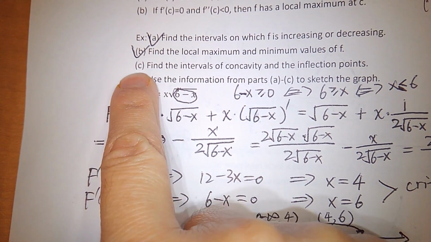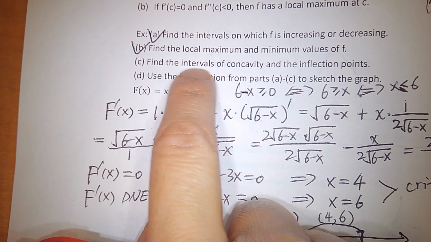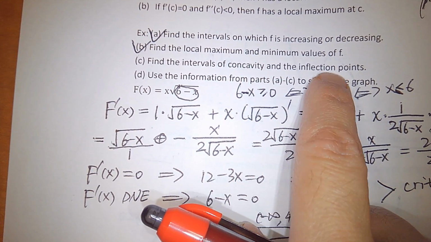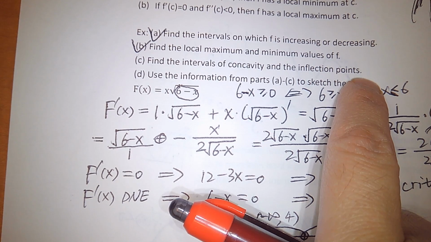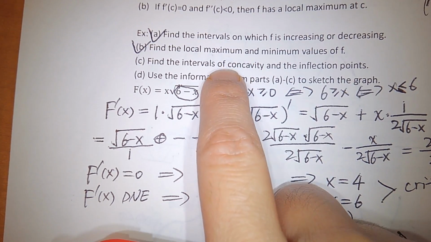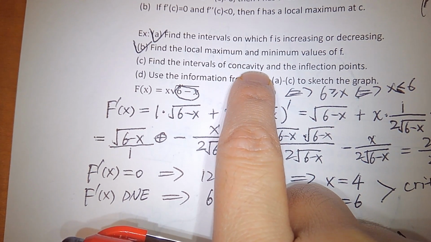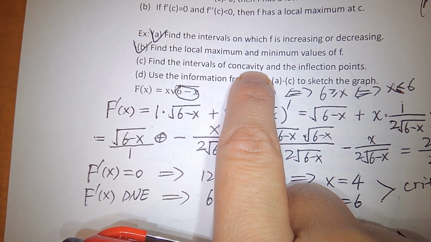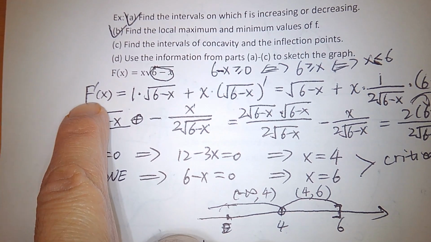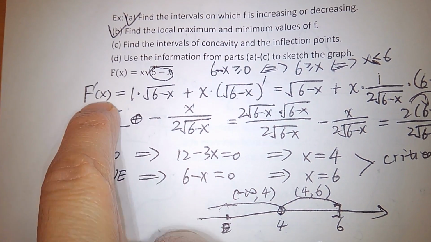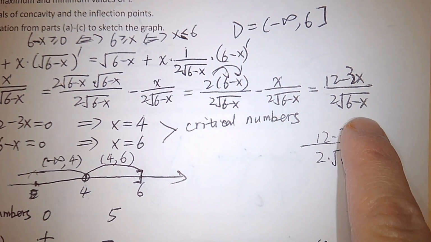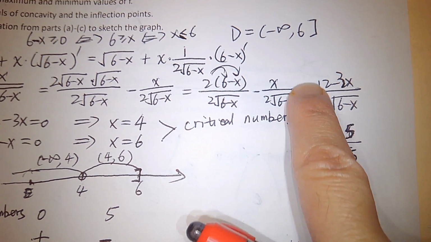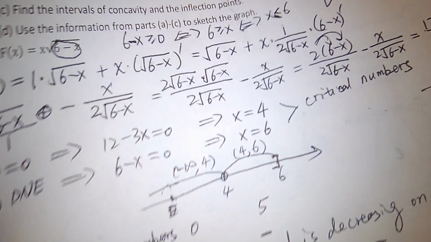Okay, question C. Find the intervals of concavity and the inflection points, if possible. So for concave upward or downward, we need what? The second order derivative, right? So, where's the first order derivative? F prime of x is here. So in order to find it, I'm just going to copy it here.